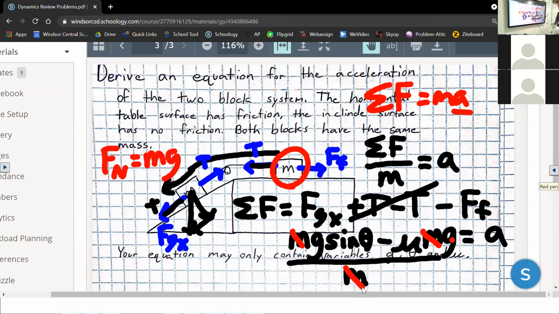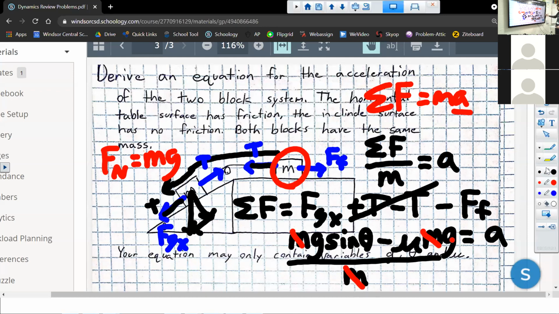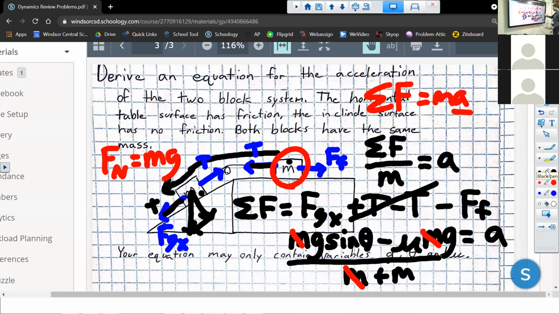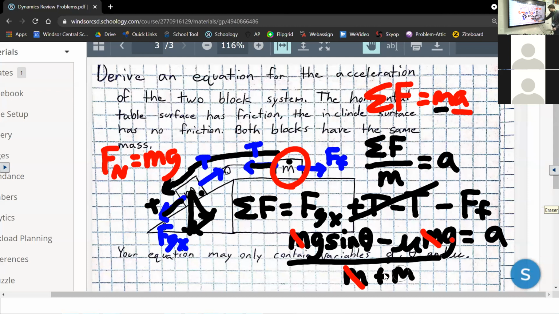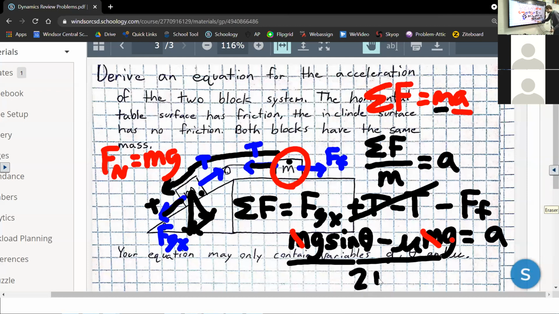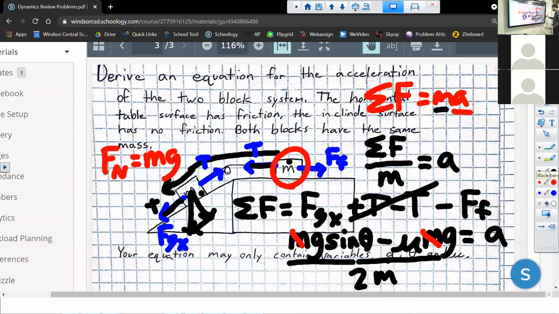And I'm not done because I've made a mistake. Is it 2m on the bottom? It is 2m on the bottom because we have one block here and one block here. We have to remember that when we're talking about ma, it's the total mass of the system. So 2m on the bottom and the m cancels.